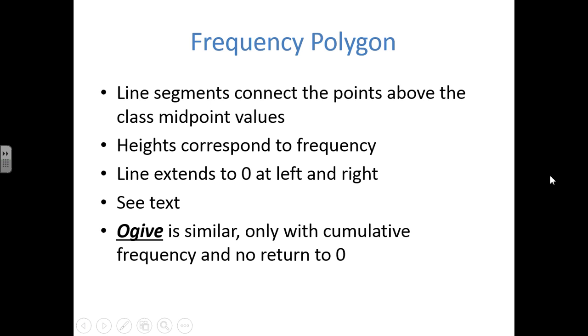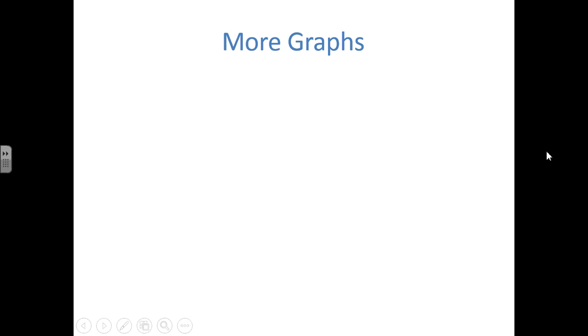We also have what's known as an ogive, and an ogive is similar to the frequency polygon, except that we put the dots where the cumulative frequencies are, and on the right side we do not drop back down to 0. There are other graphs that we might be considering.